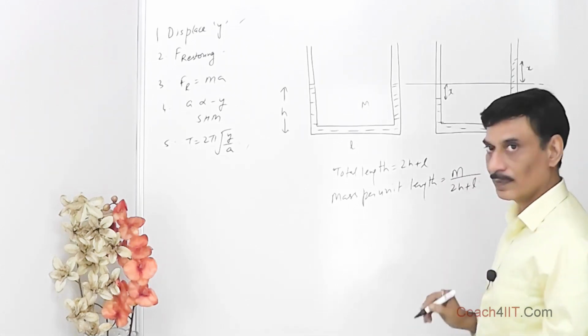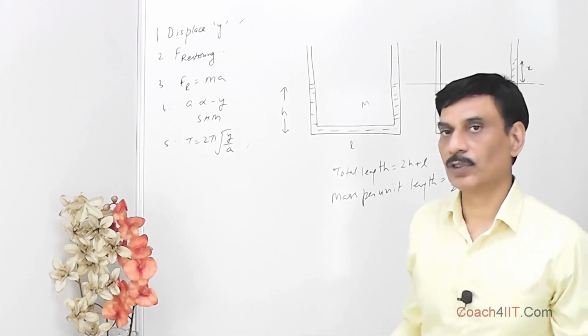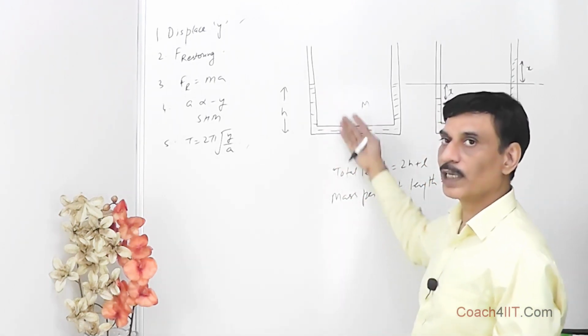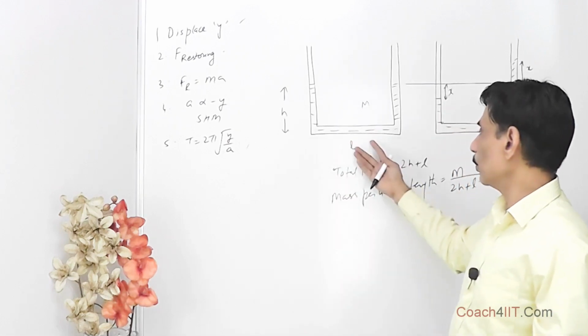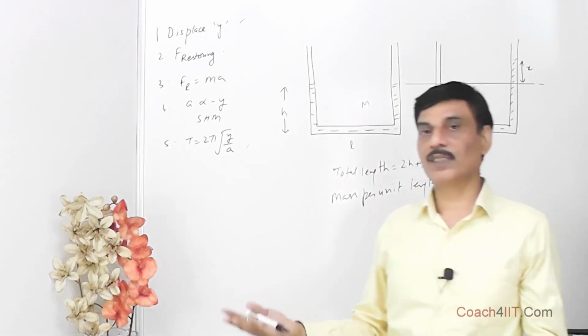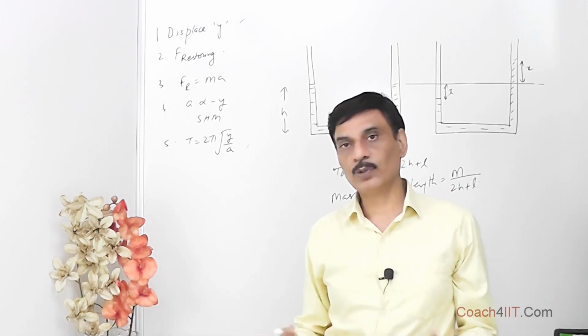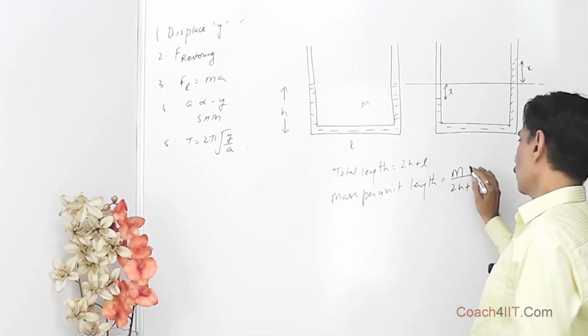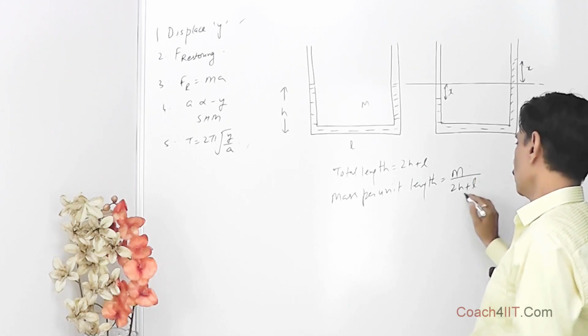You may come across some books where L is equal to 0, but if you take L, you can get to the result, and then finally if you put L equal to 0, you will get the normal result, and you can find the answer for that situation also. So mass per unit length is total mass upon total length, that is m upon 2h plus L.